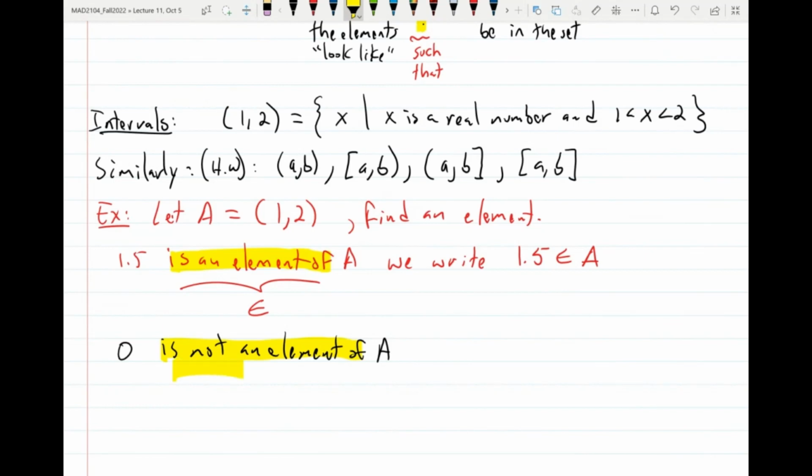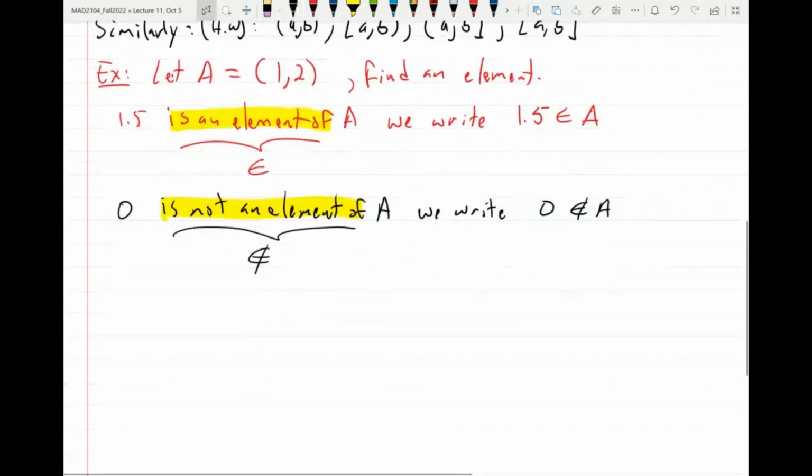So the way we write this is like that, okay? So we write 0 is not an element of A. So when you see that, the way you read it is 0 is not an element of A. Are you okay with this? All right. So now that we understand this, then let me define a special set, so definition.